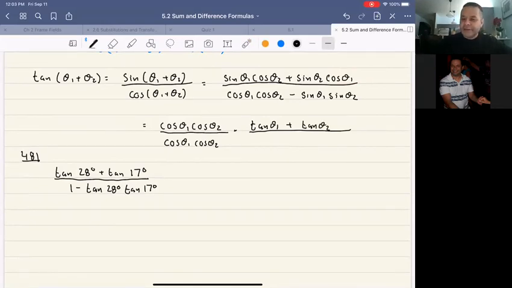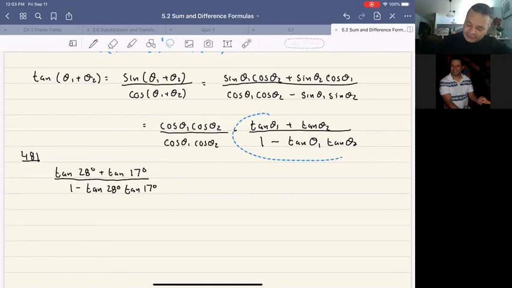Then in the denominator, cosine theta 1 cosine theta 2 divided by cosine theta 1 cosine theta 2. Remember, we're factoring that out. That becomes 1 minus, and these sine theta 1s become tangent theta 1 times tangent theta 2. So these cancel, and we get just this as our formula.